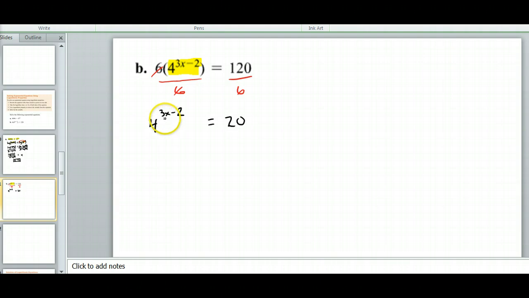Alright, so we need to bring in a logarithm. Now last time I brought in a common log. This time I'll bring in the natural log and show you that everything works just the same as it did before.